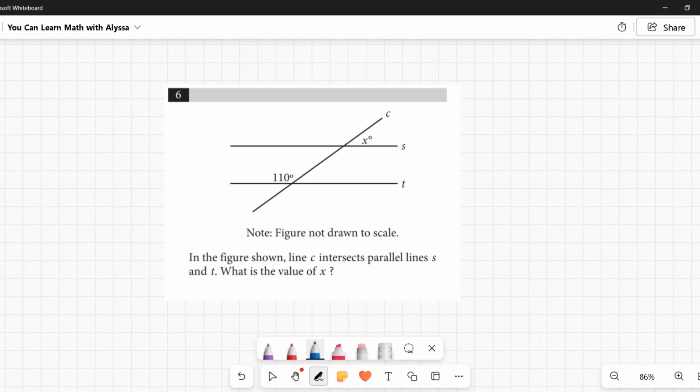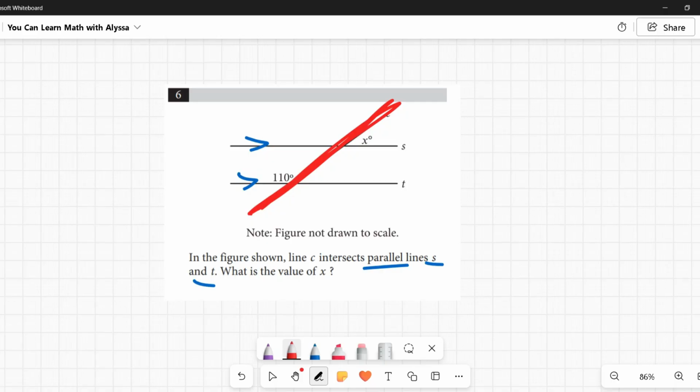And what have they told us? That lines S and T are parallel. These are parallel lines, which means this other line C that intersects them is what we would call a transversal. That's how you're going to see it in your math book, as parallel lines crossed by a transversal. It's just a line that goes straight across both parallel lines.